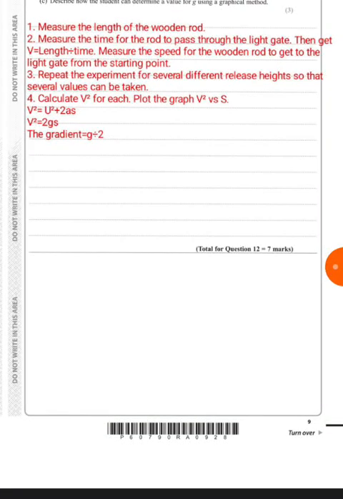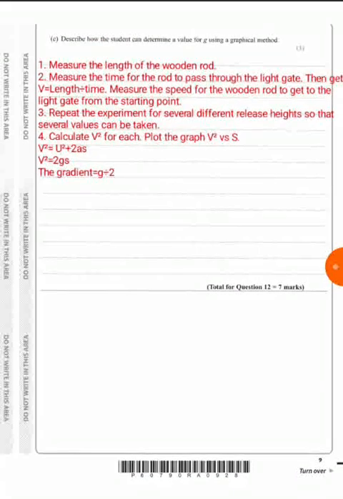Then we should calculate v squared. So v squared equals u squared plus 2as. So u we know it's 0, therefore we know the v value, so v squared, and then we know the distance s. So then we must plot a graph of v squared versus s, and then v squared equals 2gs. Instead of a we put g, that means gravity. Then the gradient is 2g. Therefore you can get g using a graphical method.